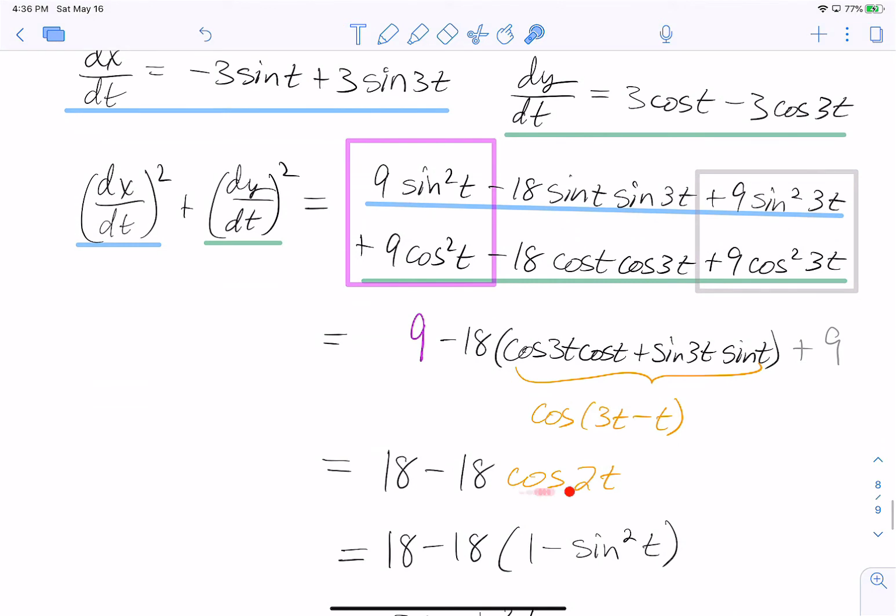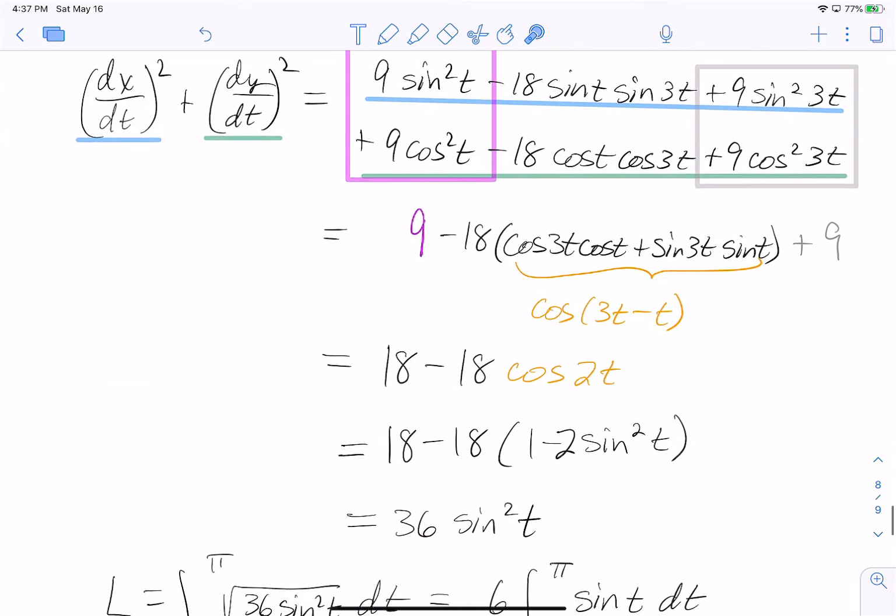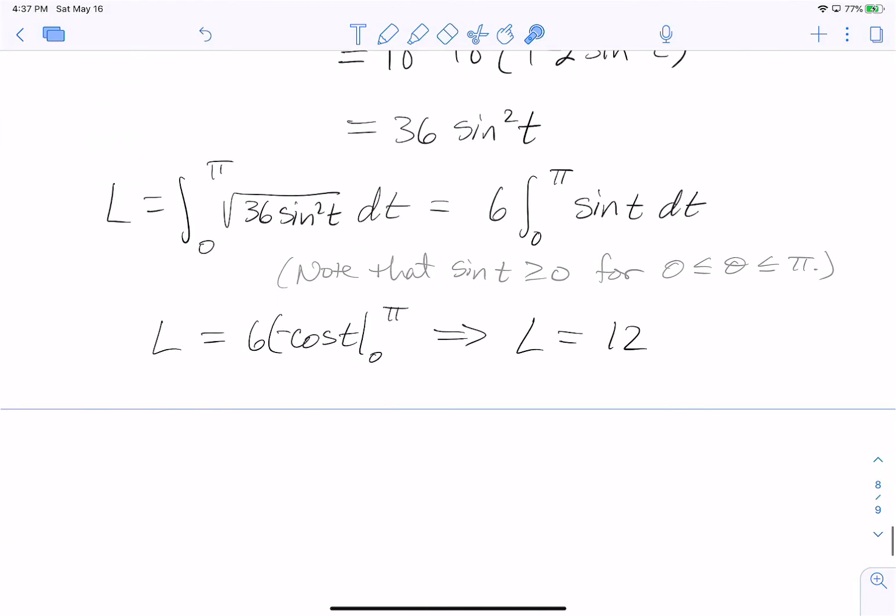Now, the cosine of 2t can be expressed as 1 minus 2 times the sine squared of t. And distributing and simplifying is going to give us 36 times the sine squared of t. 18s will subtract out, and then 18 times 2 is where that 36 comes from. That's going to go into a square root inside of our formula for the length.